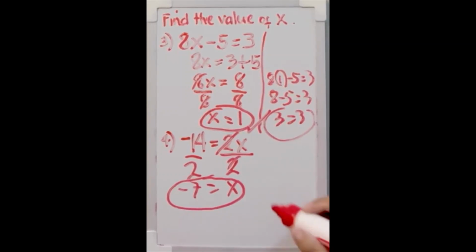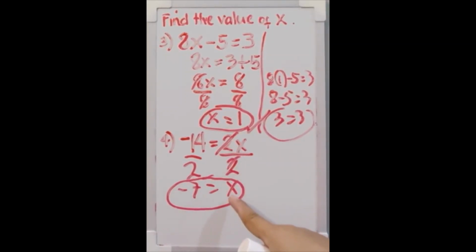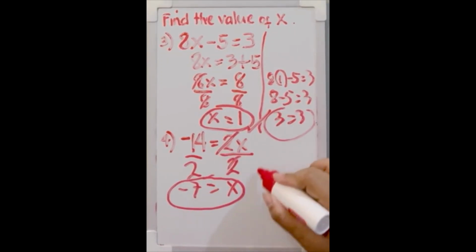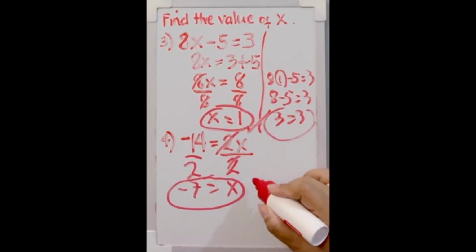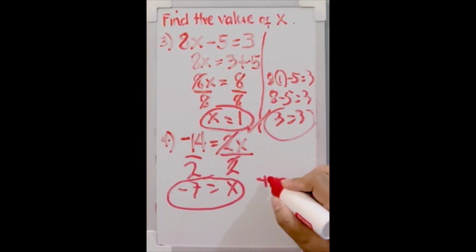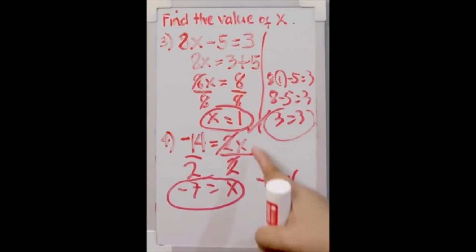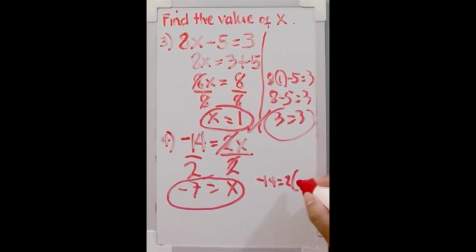Now to check, you can replace this x value of negative 7 here. So we will just check. So you will write negative 14 equal to 2 times x. The value of x is negative 7.